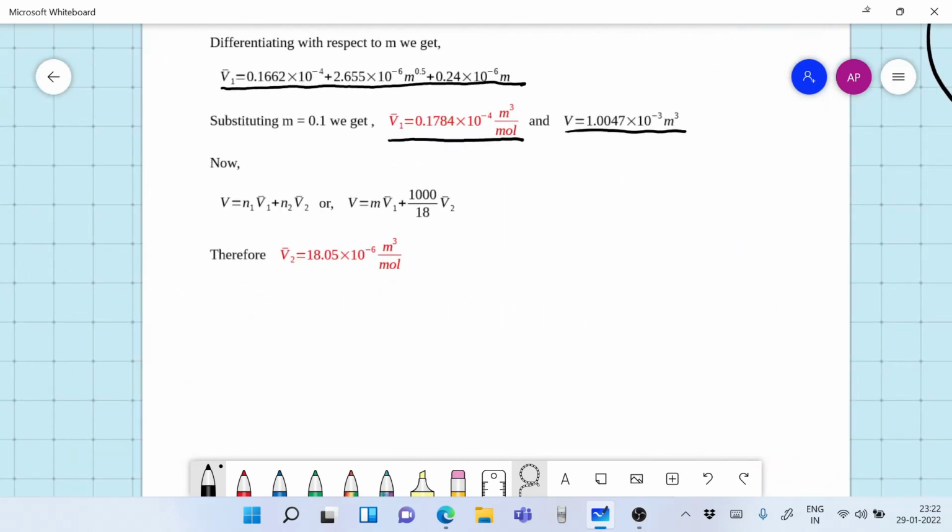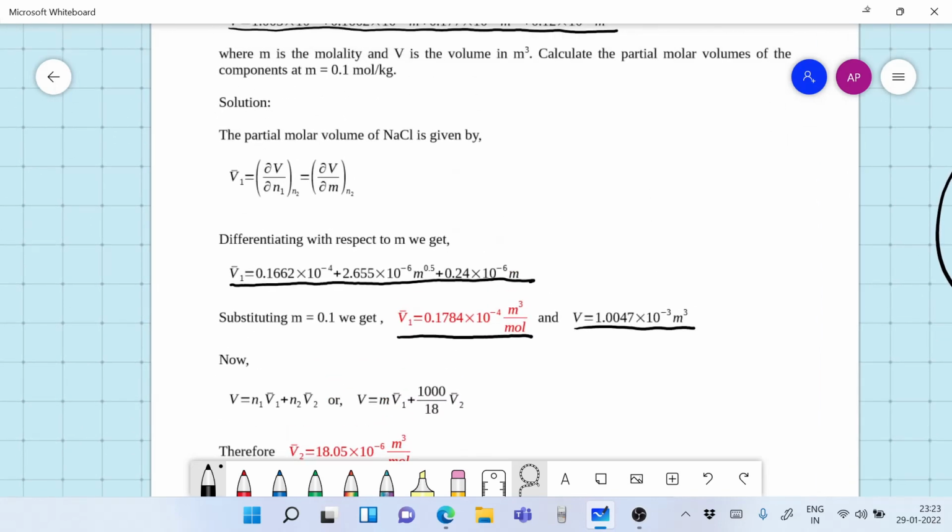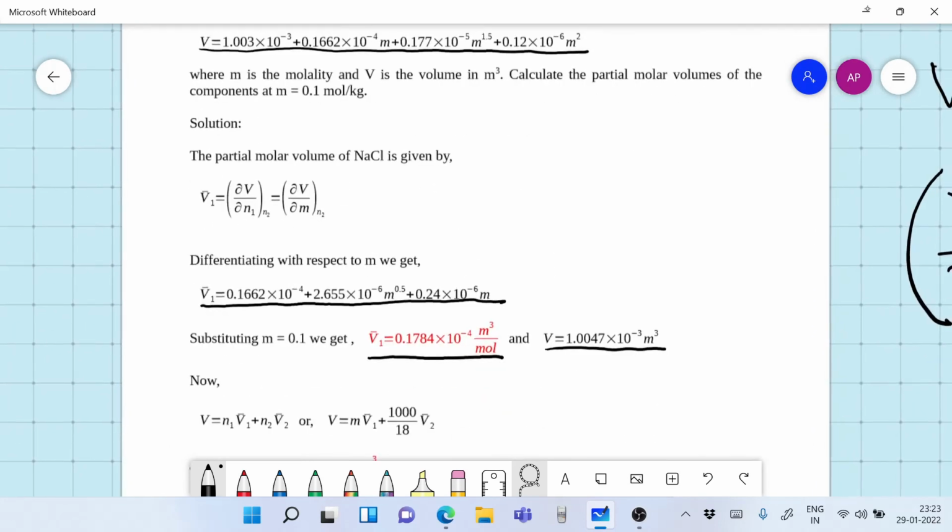So what we have is V is equal to N1 V1 bar plus N2 V2 bar, or V is equal to m V1 bar, where N1 is nothing but m, plus 1000 divided by 18, because you have 1 kg of water, so that many number of moles, into V2 bar. So your V2 is going to be 18.05 into 10 raised to minus 6 meter cube. So that was all about calculating the partial molar volumes of a mixture.